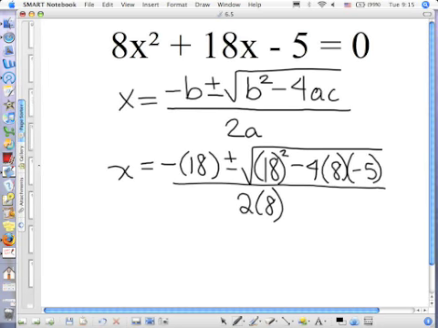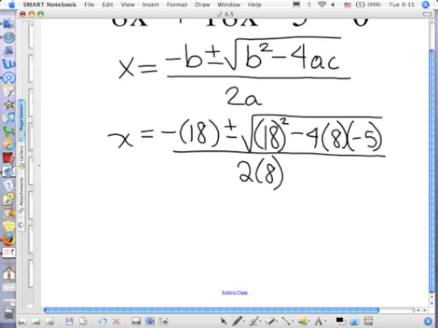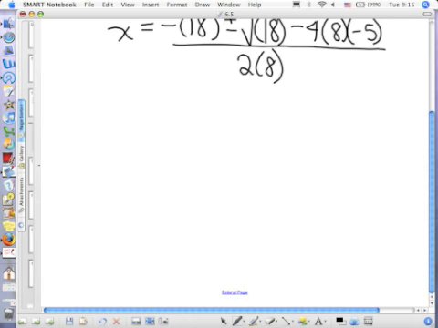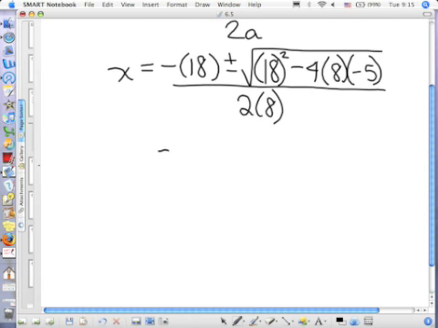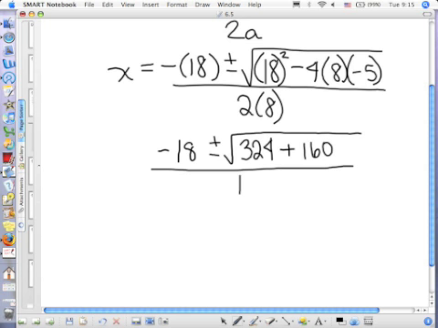All right, so order of operations says we need to do all this stuff under the radical first. So I've got negative 18 plus or minus the square root of what is 18 squared? 324. All right, then I have minus 4 times 8 times negative 5. That's going to turn to what? Plus 160. The whole thing's over 16.